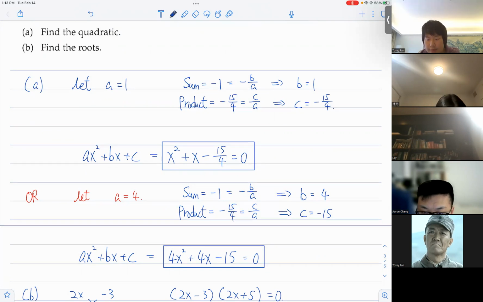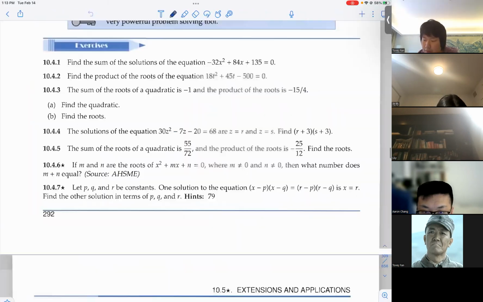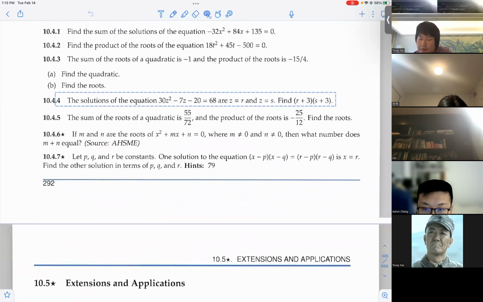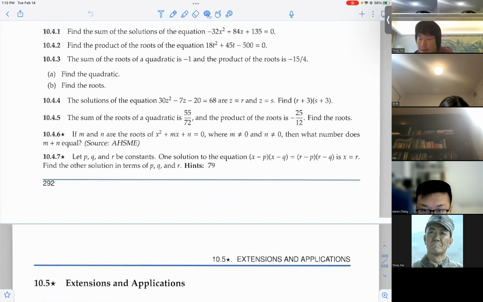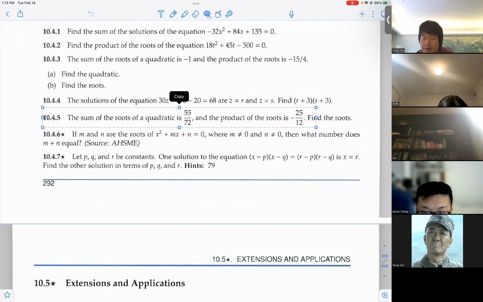好，All right，那我们就做下一题啊。我看挑一个。Wait, 10.4.4 is the same as the example problem, right? A plus 1, B plus 1. Okay, so I'm going to skip it. This is the same, right? 10.4.5 is the same as 10.4.3, right? You set A to be whatever, and then find your quadratic and factor it out. You will be able to find the roots.